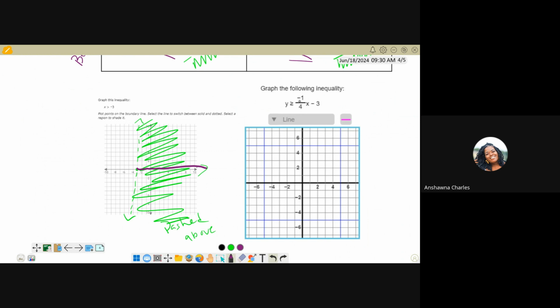All right, now this one is like the example from the notes. All right, so we need to identify our B first. What is our B? Our B is our number by itself. What is our B? Look over on that side. -3 is my B. Okay. So then I'm gonna go to the y-axis and go to -3.